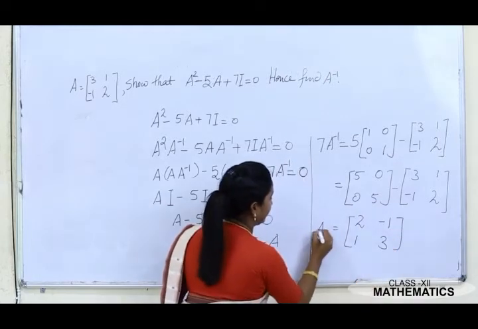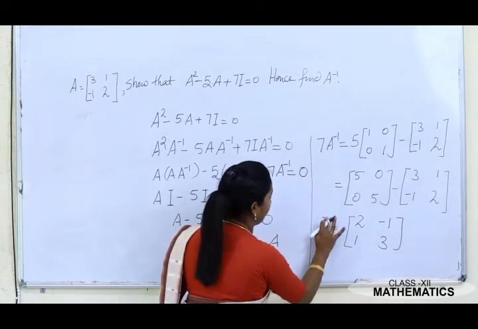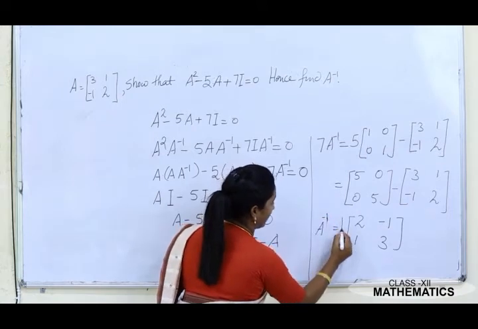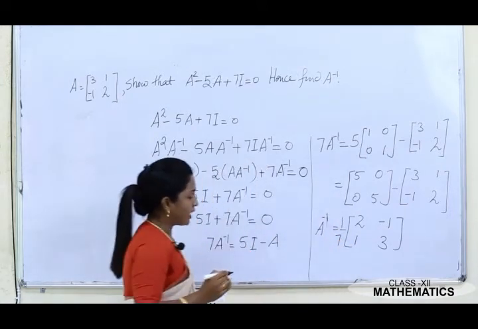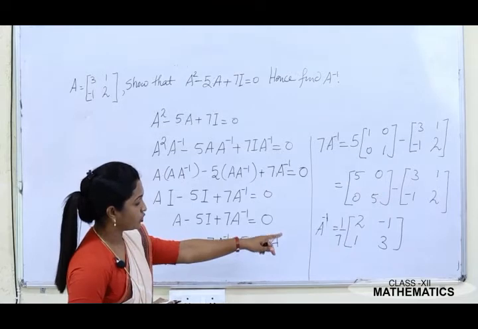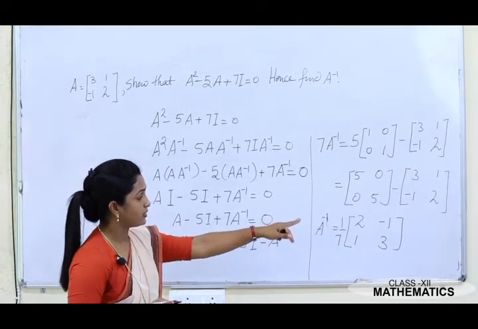So, A inverse will be equal to, ये जो 7 है, ये कहाँ चला जाएगा? यहाँ पे 1 by 7. तो आपको क्या मिला आंसर? A inverse is equal to 1 by 7, 2, minus 1, 1, 3.